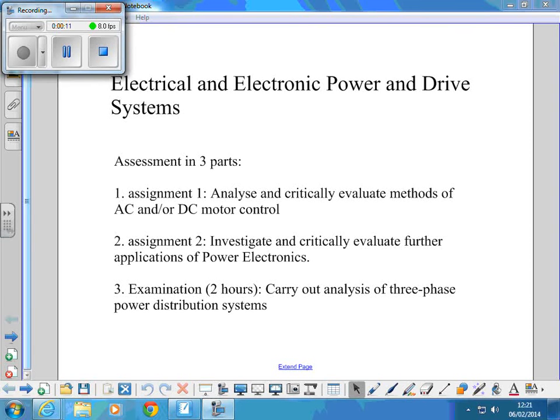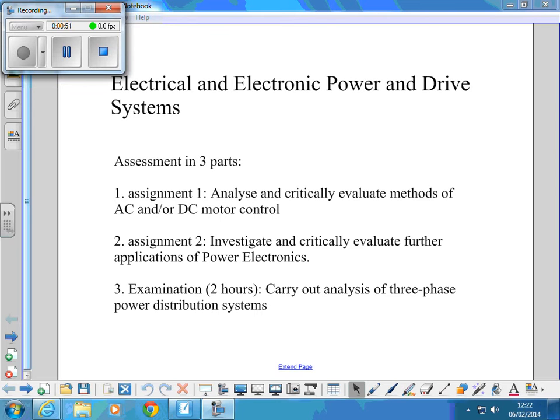In three parts. First, number one, you've got an assignment where you're going to analyse and critically evaluate methods of AC and DC motor control. I haven't given the assignment a good look over from the last couple of years yet, but I'm unlikely to change it a great deal. A likely thing is to be given an application to look at, to analyse that application and what its needs are, motor and drive wise, and suggest and justify a solution. Alright, so that'll be what that is.